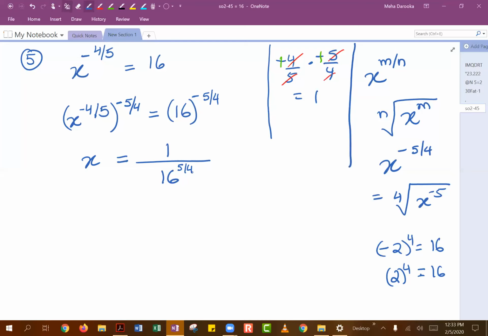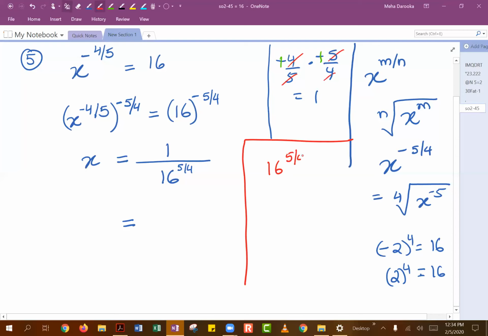So again, we had 16 to the negative 5/4 power. To make it into a positive exponent, we put it in the denominator of 1. It makes it 1 over 16 to the 5/4. You can do this by hand, or you can use your calculators, however you want to simplify it. But basically the idea is, and again, I'm going to do this as scratch work on the side, right now we've got 16 to the 5/4, which is the same thing as the 4th root of 16.